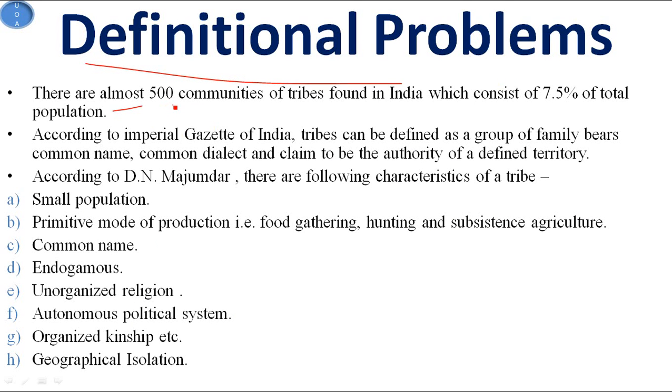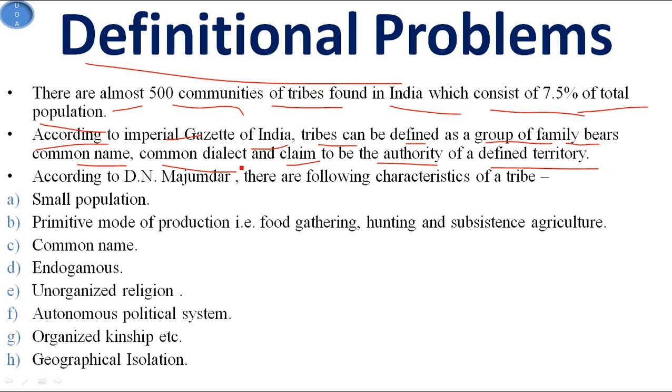Basically there are almost 500 communities of tribes found in India, which consist of 7.5% of total Indian population, and according to the Imperial Gazette of India, tribes can be defined as a group of families which bears a common name, common dialect, and claims to be the authority of a defined territory. So according to D.N. Majumdar, there are the following characteristics of tribes.